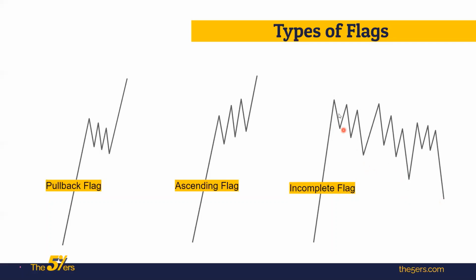So the easiest way to understand this is that if there wasn't a break of the top of the pole, then the flag is incomplete. Okay, and it's very important to understand that when we're trading flag and poles, we are trading historical formation of the chart, and we're going to use that information in order to trade in real time.